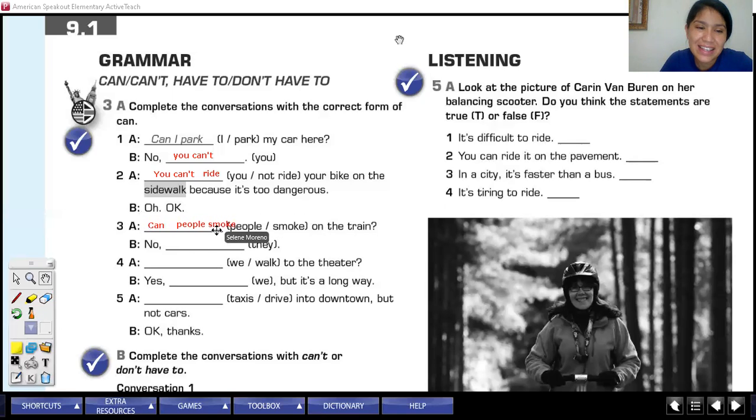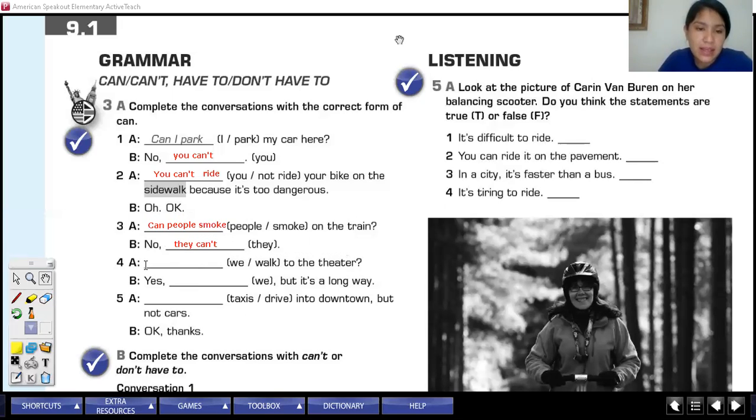Can people smoke? Just like that. Can people smoke? No agrego you porque people es mi sujeto. Can people smoke on the train? And the answer is no. No what? They can't. No, they can't.